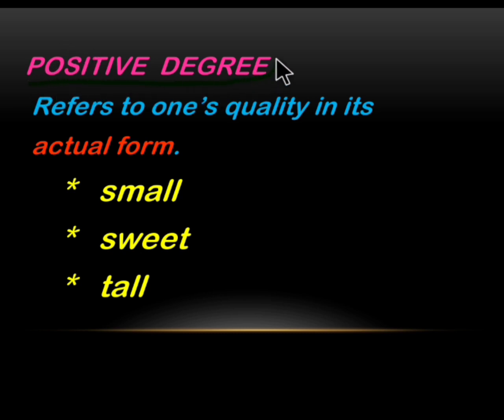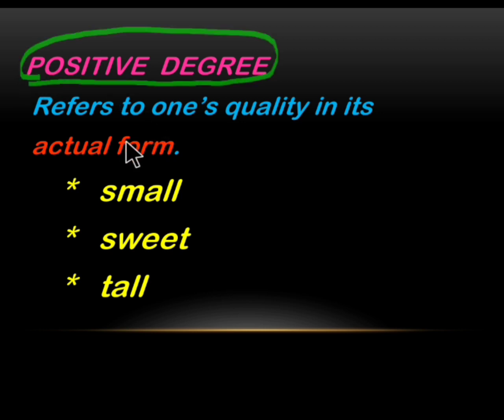What is this positive degree? Positive degree refers to one's quality in its actual form. Whatever the form is, it is given in the same way. So if you say the ant is small, it is given as small. If you say sugar is sweet, it is just given as sweet. If you say the giraffe is tall, we give it as tall. So in positive degree, the adjective or the adverb is given in its actual form.